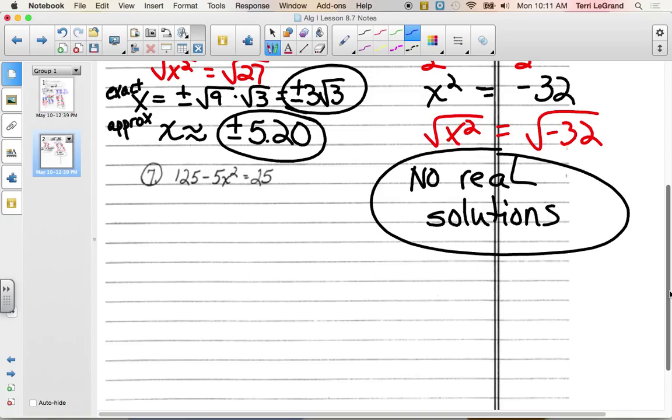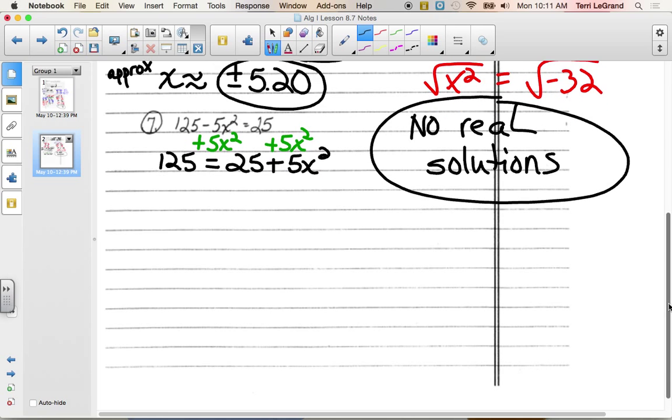Add 5x squared, so it's positive on the other side. Okay. And now we'll have 125 equals 25 plus 5x squared. What would be our next move? Subtract 25, we want that ax squared by itself. And so now we have 100 equals 5x squared.